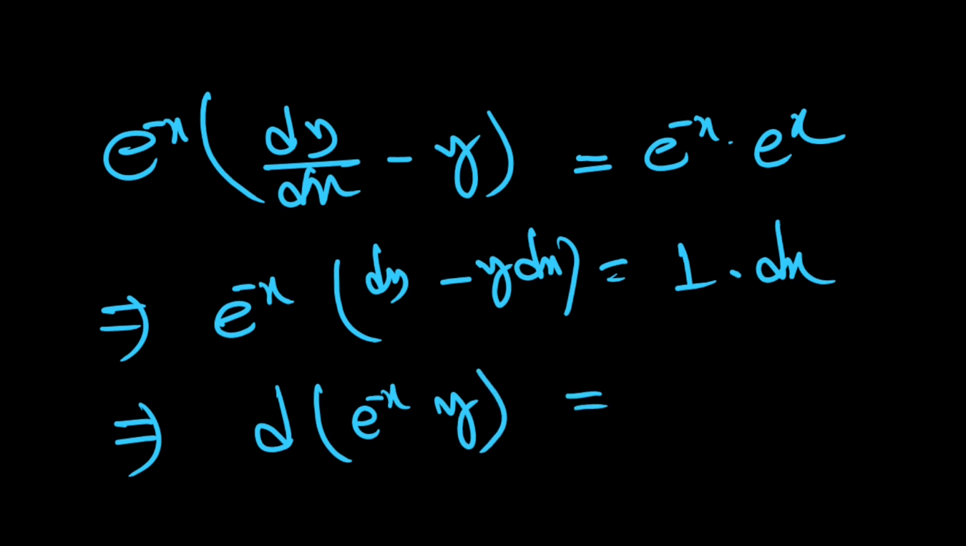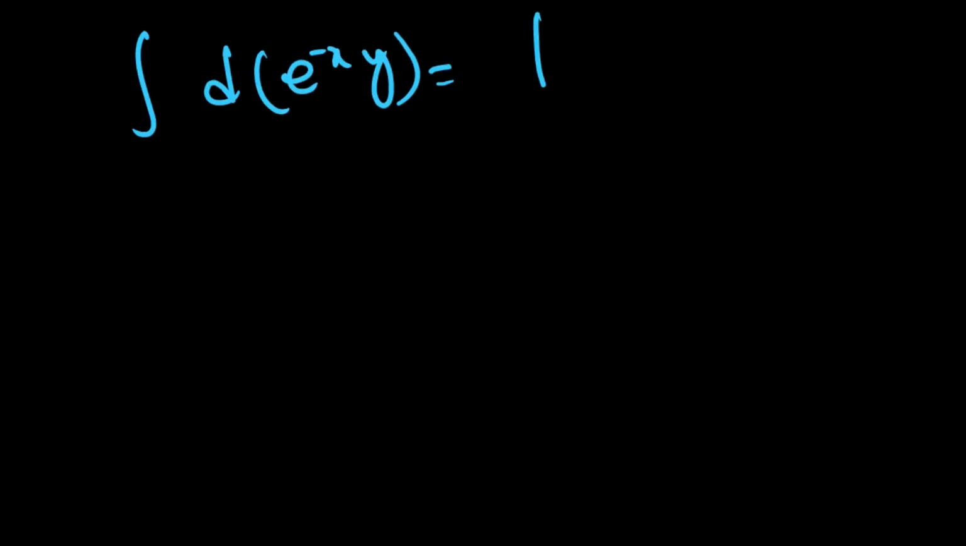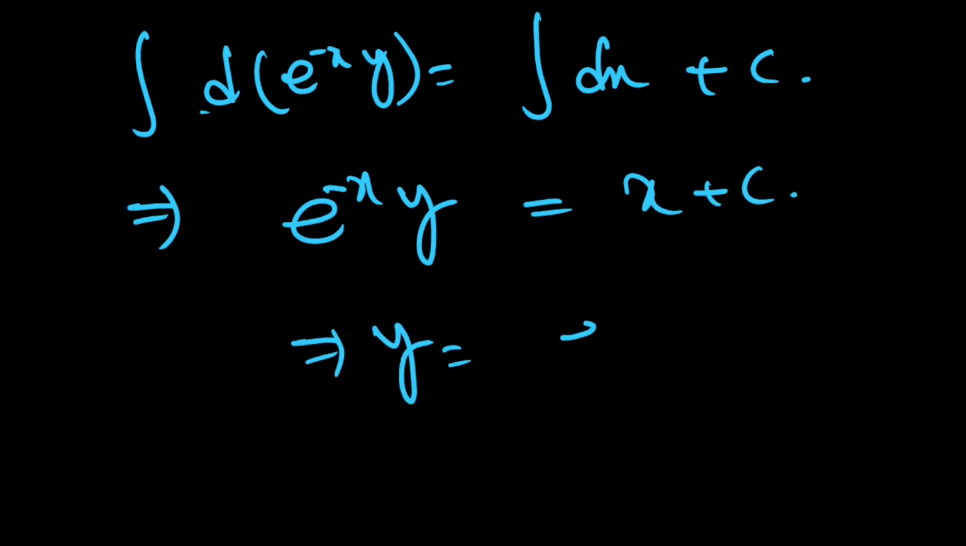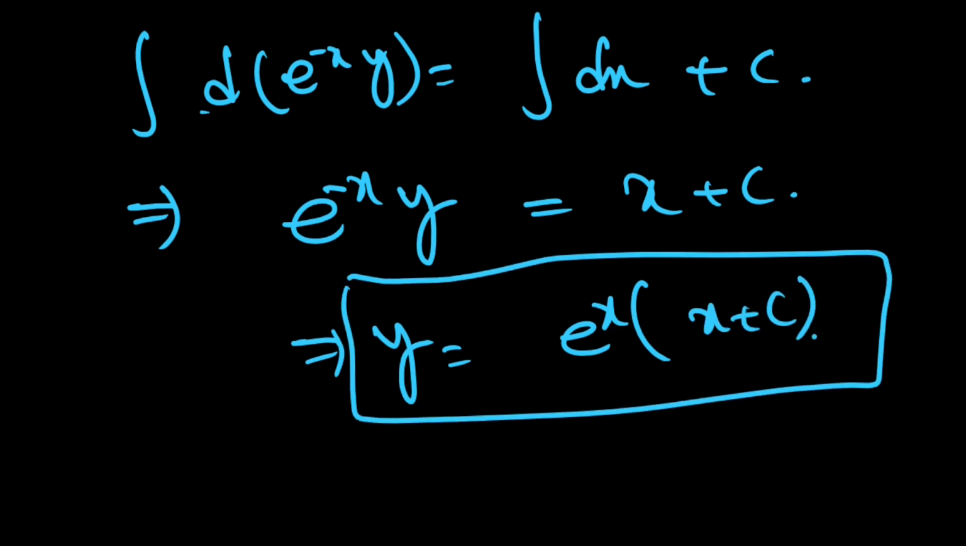So this is equal to dx. Now we integrate both sides, that is d of e to the power minus 6 into y is equal to integration dx plus some integrating constant. So this implies, d and integration are cancelled, that is e to the power minus 6 into y is equal to x plus c. So this implies y is equal to e to the power x plus c. So this is our solution of this given differential equation.